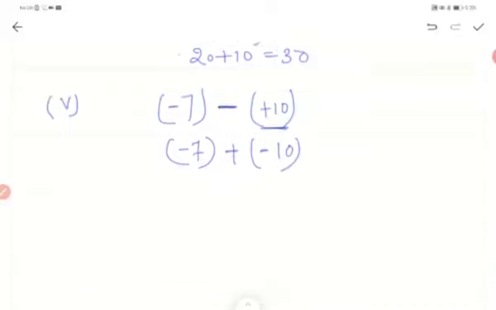Okay, so it is the same as your addition. You have two negative integers to be added, so you will add them. Your output will be what in terms of sign? 7 plus 10 is 17, and the sign of the sum is negative. It's because two negative integers, whenever they are summed up, you will get the output in terms of negative.